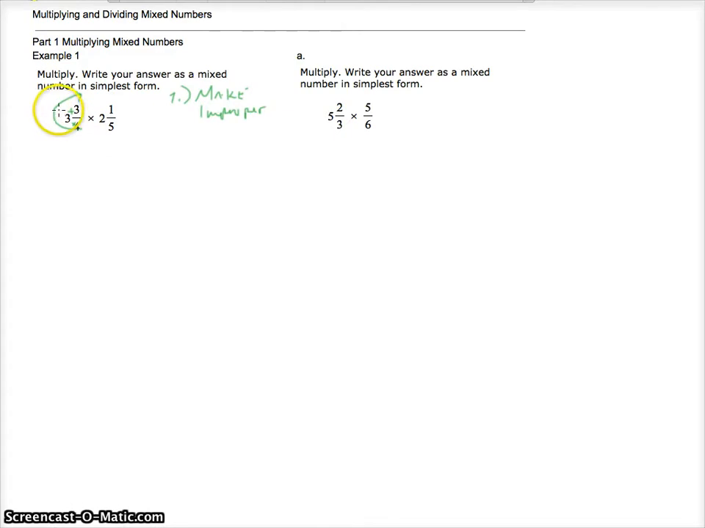So 4 times 3 is 12. 12 plus 3 is 15. I'm going to end up with 15 over 4. Let's fishhook again. I'm going to do 5 times 2, which is 10, plus 1 gives me 11 over 5. And now I can multiply.